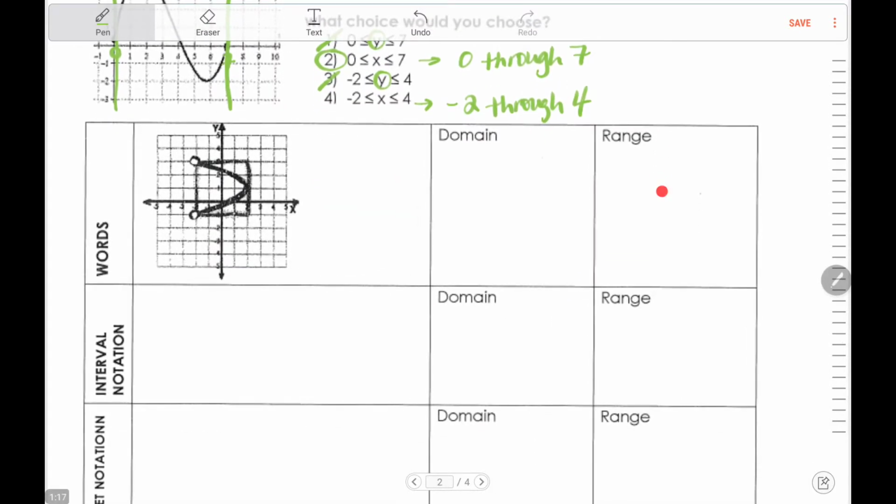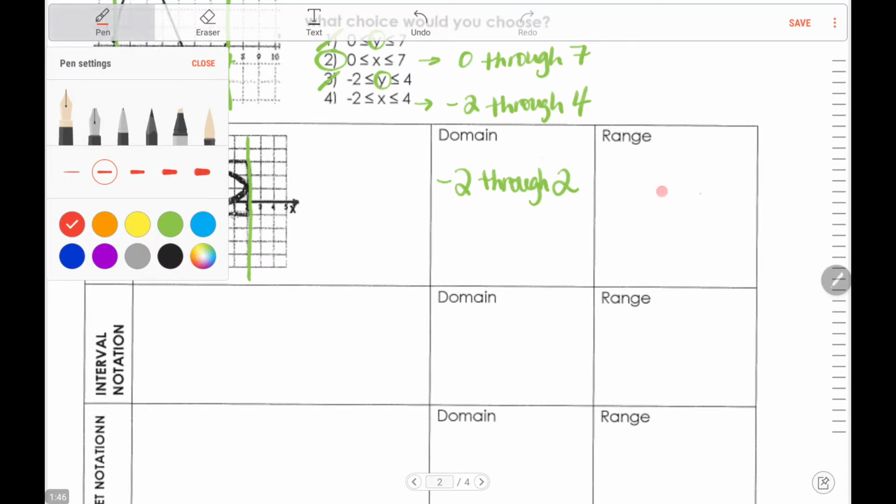In this graph here, the graph is this sideways quadratic. To find the domain, I need to look at the leftmost value, draw a line here, and go all the way to the rightmost value. The numbers it crosses are -2 through 2. So my domain will be -2 through 2.